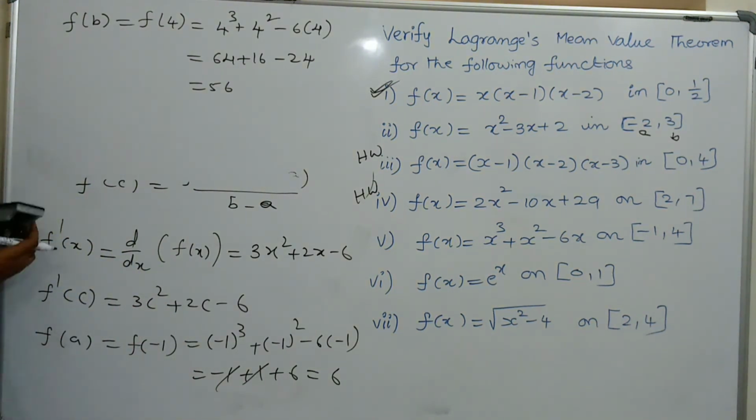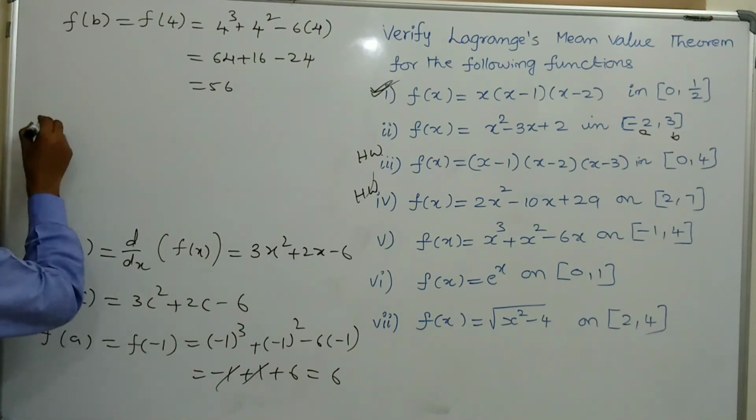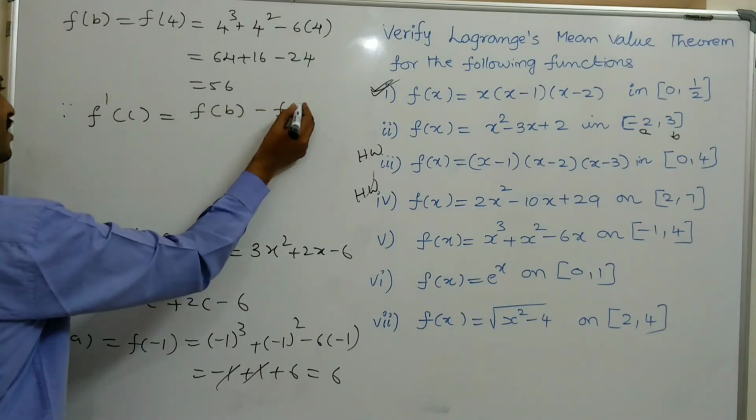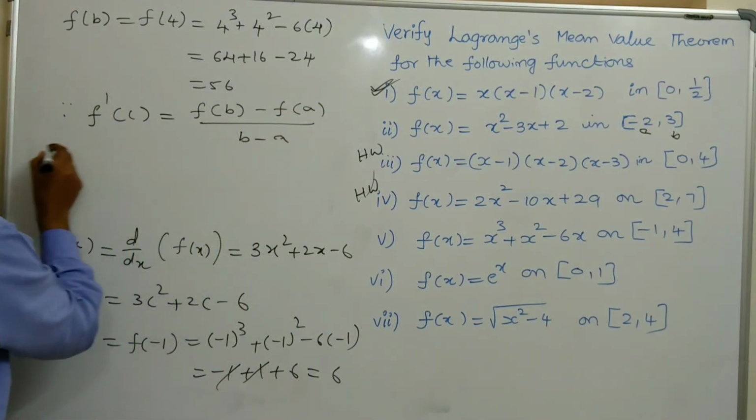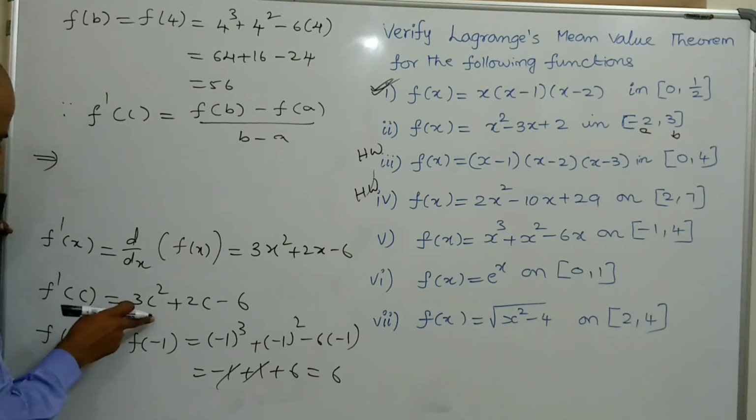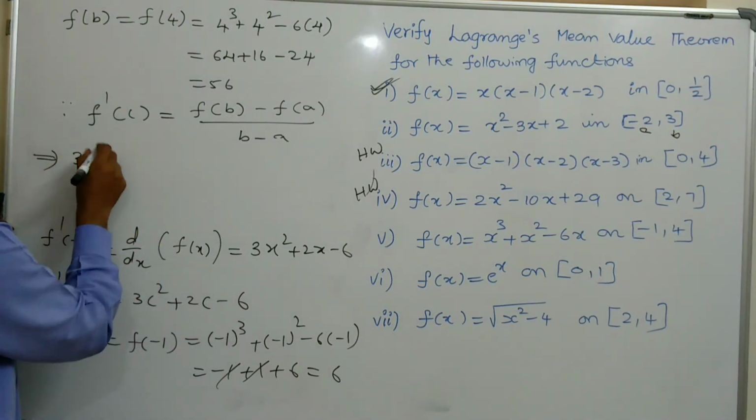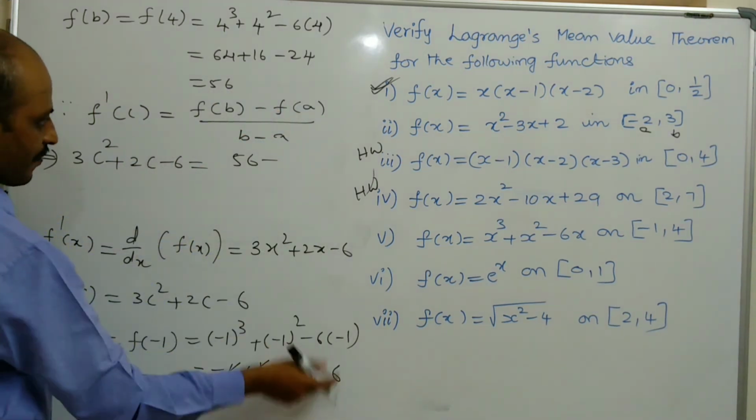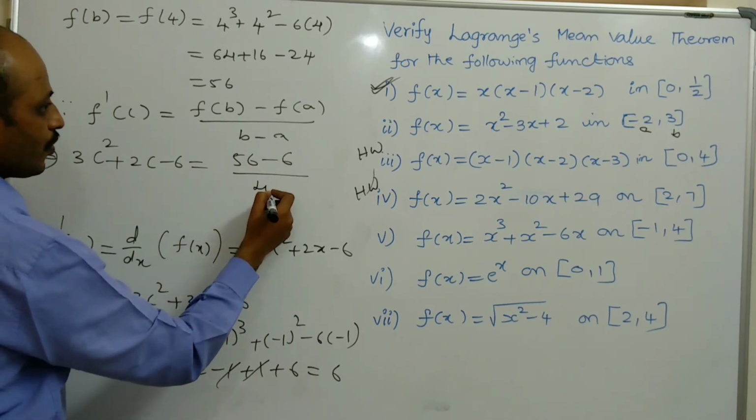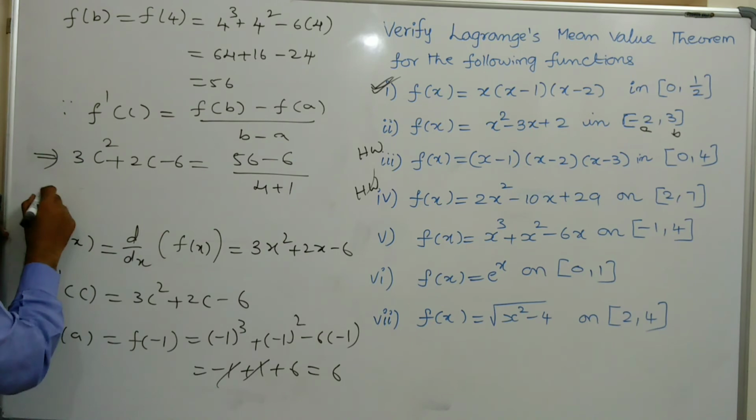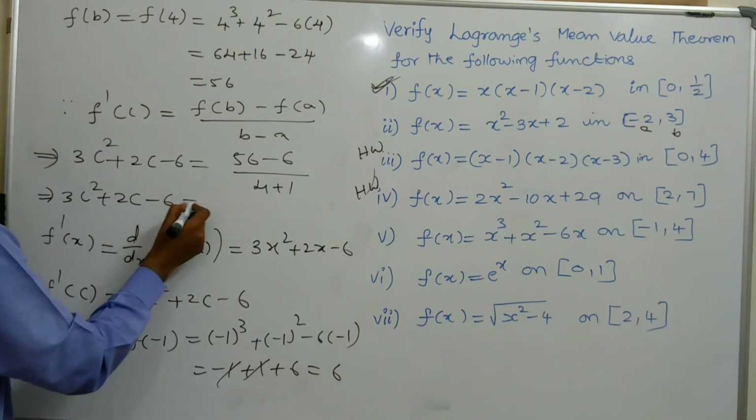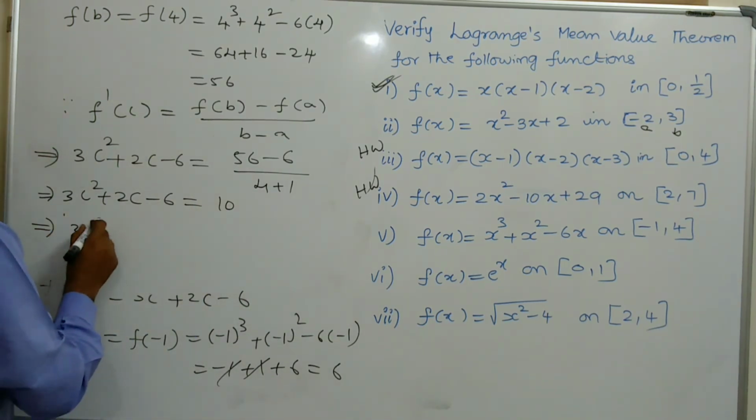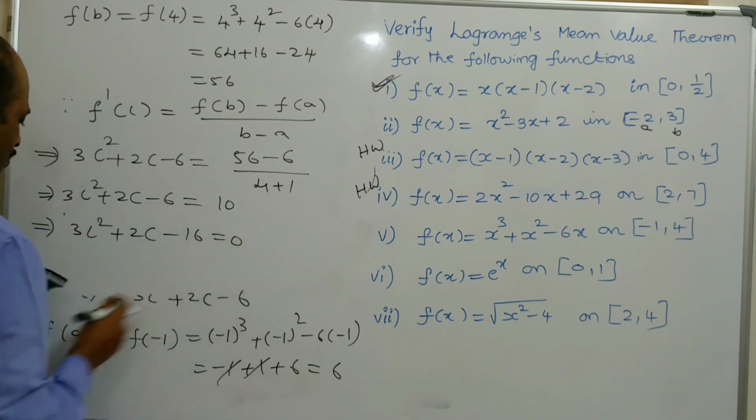You observe that. After that, by applying the formula, f dash of c is equal to f of b minus f of a divided by b minus a. What is f dash of c? 3c square plus 2c minus 6 is equal to f of b 56, f of a 6, divided by b minus a, 4 plus 1. Which implies 3c square plus 2c minus 6 is equal to 50 by 5, you get 10. Finally, you get 3c square plus 2c minus 16 is equal to 0.